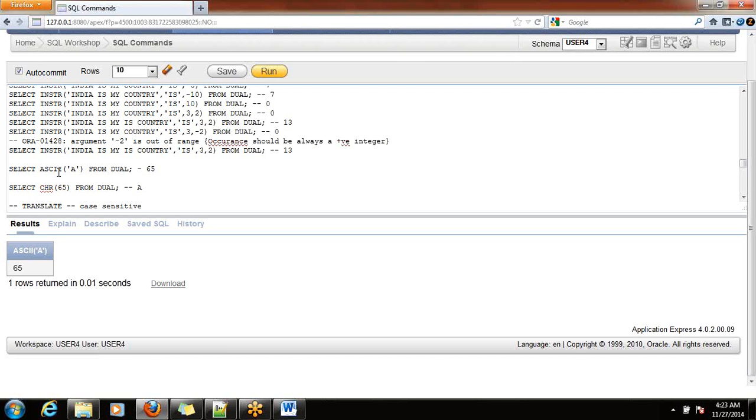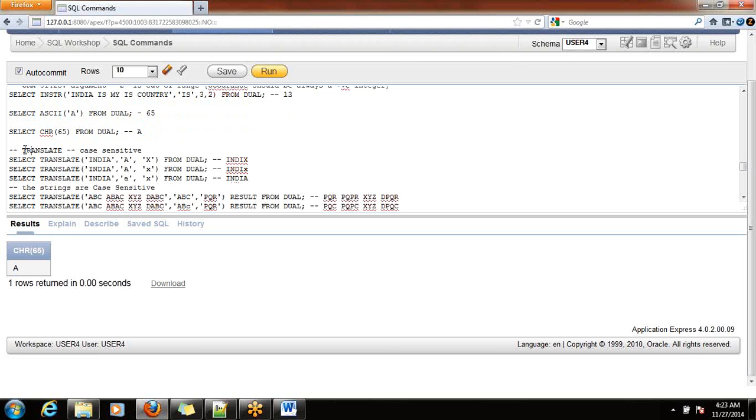Now you can provide the ASCII value and we can get the corresponding character by using the CHR function. We just saw that the ASCII value of A is 65. Now I am providing 65 and getting the character. It gives A. So the character function will give the equivalent character of the given ASCII value.